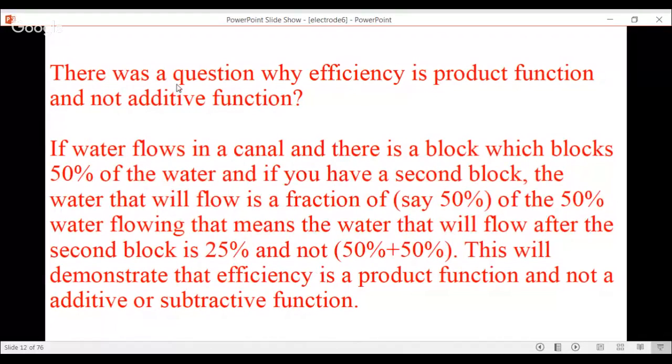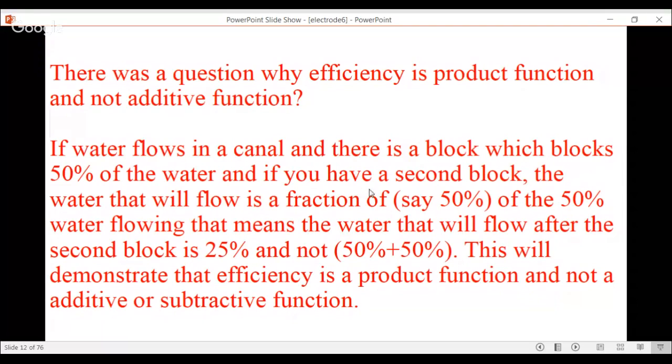There was a question why efficiency is a product function, not an additive function. This is the question I was referring to. Now let us take the same example I gave yesterday. Let us assume that water is flowing in a canal, and we are interested in the amount of water that is available at the end of the canal. Now in the canal, let us assume that I have two blocks.